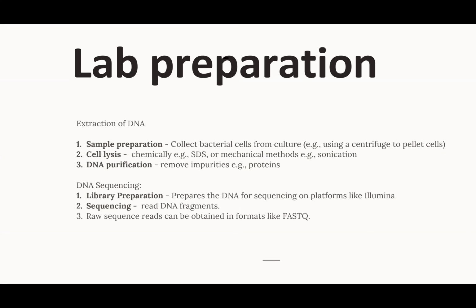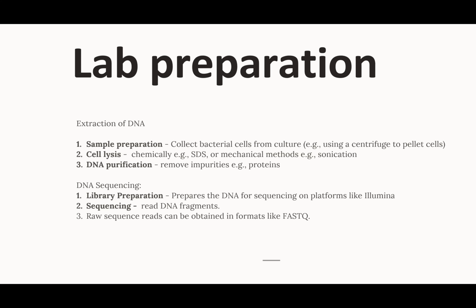So the first step, which is usually done in the lab, is extraction of the DNA. First of all, you need to prepare your sample. So you collect your bacterial cells from a culture, for example, where you had grown them. And then you will collect the cells from this culture by centrifuging. So the cells are going to settle at the bottom of, let's say, your Eppendorf tube, and they will look like a small pellet.